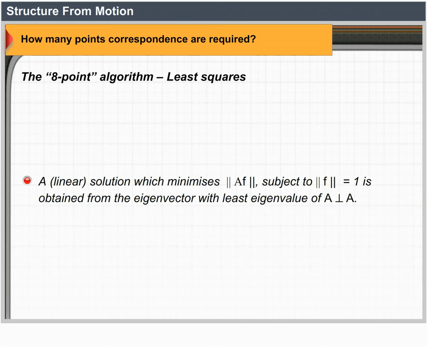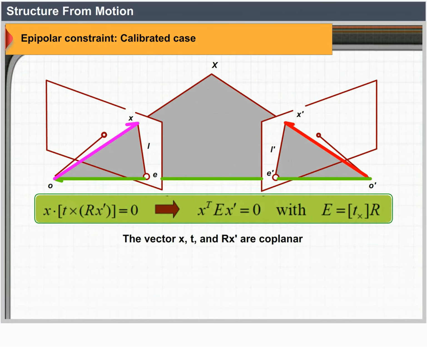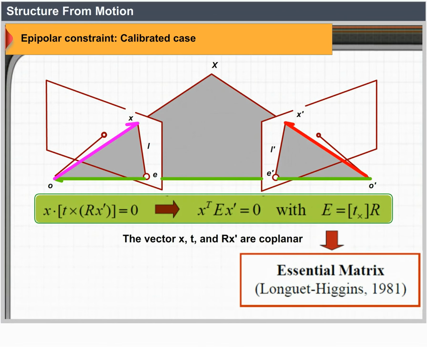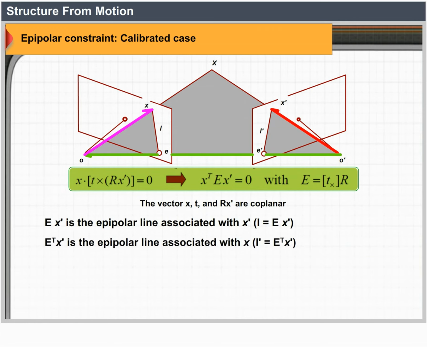Epipolar constraint, calibrated case, is represented by the following diagram and equations, where E represents the essential matrix. The vectors x, t and R x dash are coplanar. E x dash is the epipolar line associated with x dash, where l equals E x dash. E to the power T x is the epipolar line associated with x, l dash equals E to the power T x.